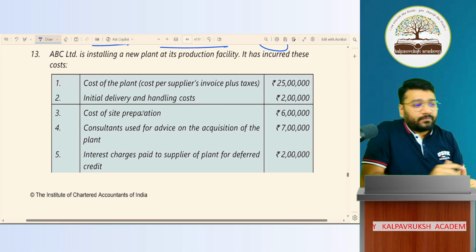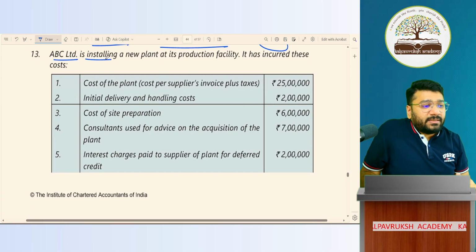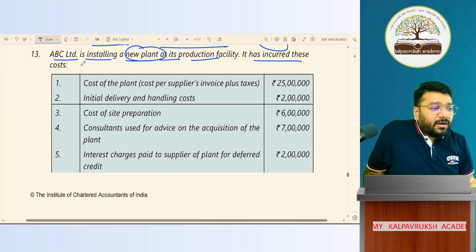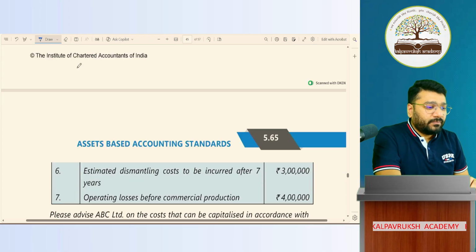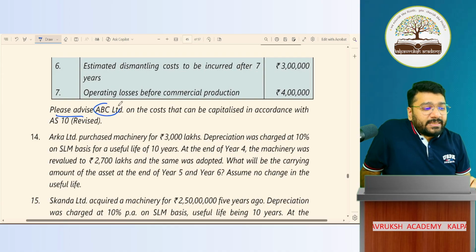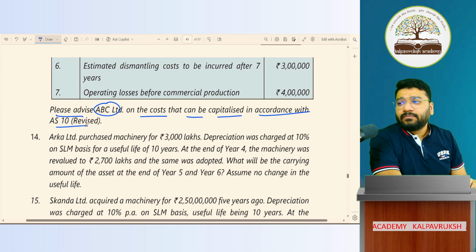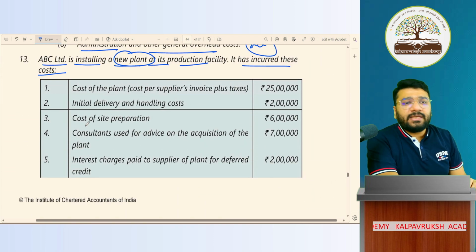13th question. ABC Limited is the last question. ABC Limited is installing a new plant at its production facility. A new plant means plant and machinery, big machinery. It has incurred these costs. Please advise ABC Limited on the cost that it can capitalize in accordance with AS 10. Which can be capitalized or not, they're asking you to do it.